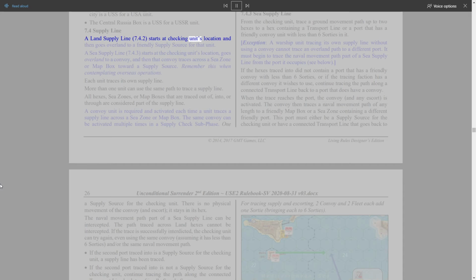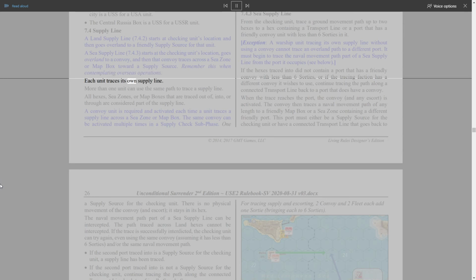7.4.2 starts at the checking unit's location, and then goes overland to a friendly supply source for that unit. A sea supply line, 7.4.3, starts at the checking unit's location, goes overland to a convoy, and then that convoy traces across a sea zone or map box toward a supply source. Remember this when contemplating overseas operations.